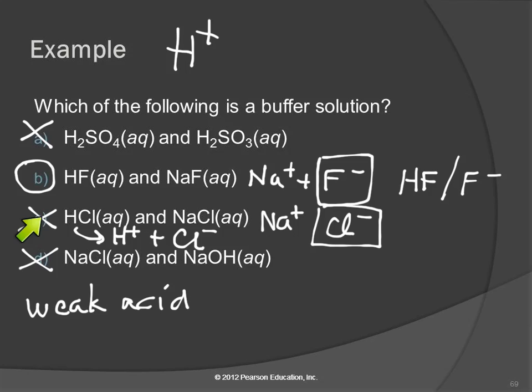So letter C here, we see HCl. If we identify that immediately as a strong acid, we can say, that one's not a buffer, without even looking any further. But what we're looking for is that it's a weak acid and that you also have the conjugate base. And that's how you identify those.